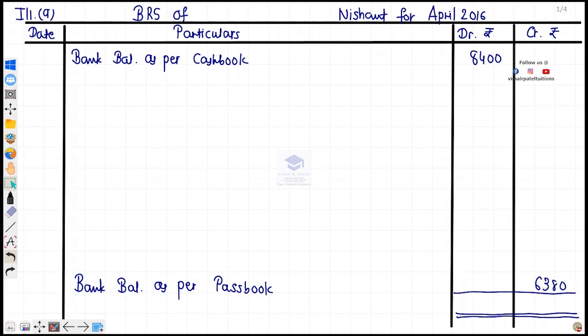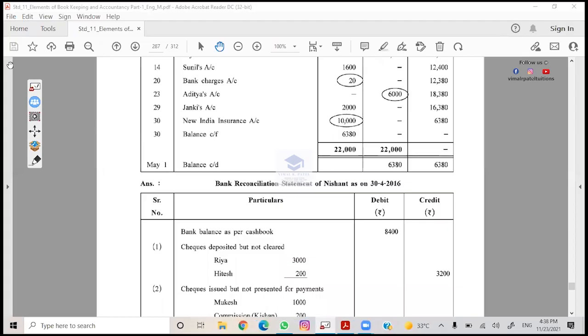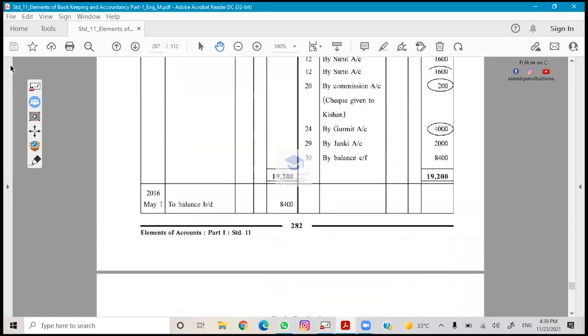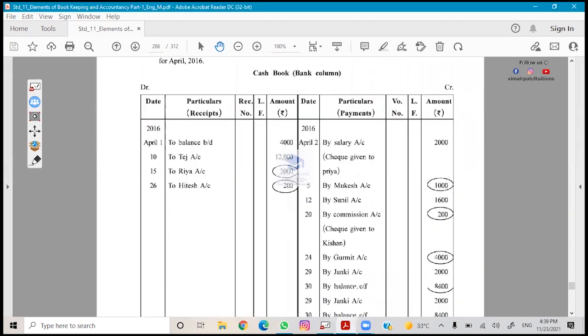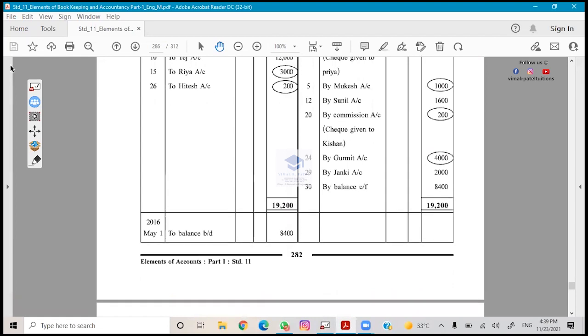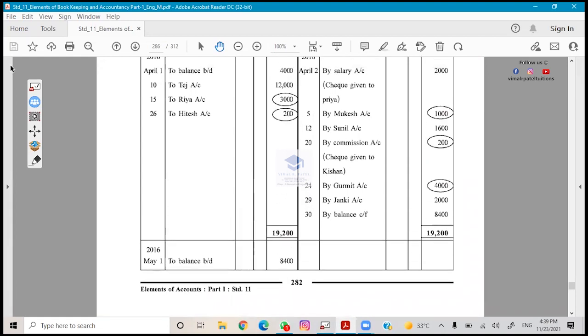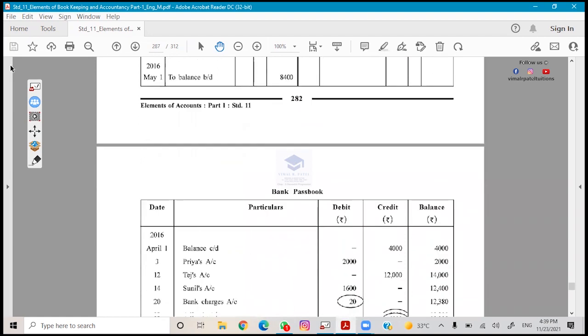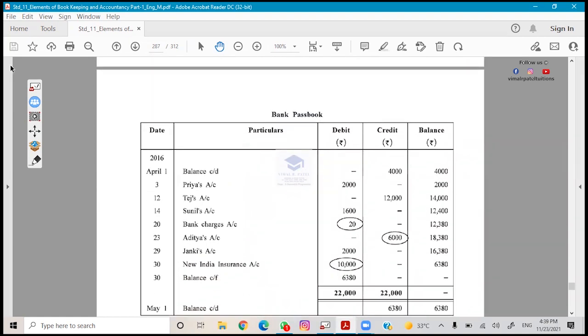Now, how to start a sum? You have to look for the common transactions which are in both, that is cash book as well as passbook. Now see, on the debit side, Tej, it is on the debit side. So the same must be on the credit side of passbook. Yes, it is given. So you have to rule out the common transaction.